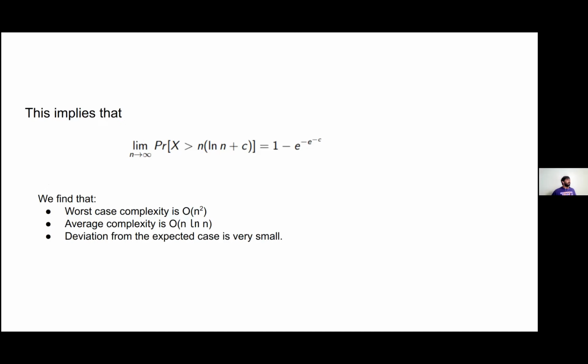So to summarize what we have done till now, we found that the worst case complexity of our algorithm is order of n squared. And in the average case, the expected value is n H_n. So the complexity turns out to be order of n log n. And the deviation from the expected case is very small. So for n log n plus some constant times n, the deviation that we have found here is very small and negligible.